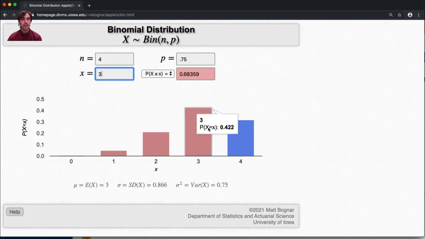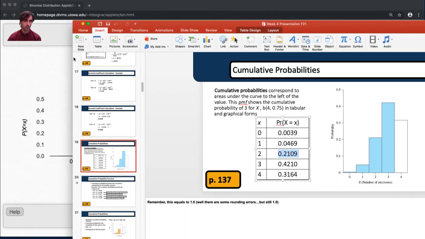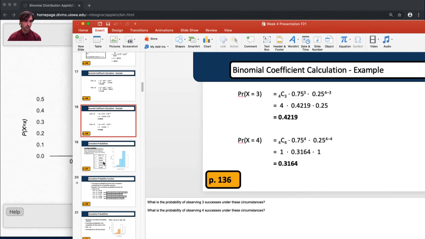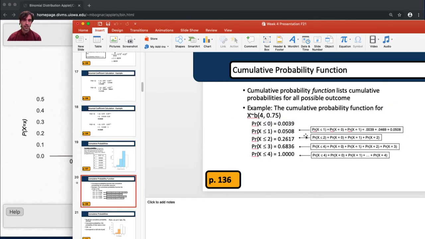Sorry, let me try that again. This is looking at everything from 3, 2, and 1 successes. So it's actually accumulating these right here. And if we look here, 42%. That's it right here. There it is. So this is the cumulative. So this is exactly what we typed in here: the probability of x being less than or equal to 3 is 68%.